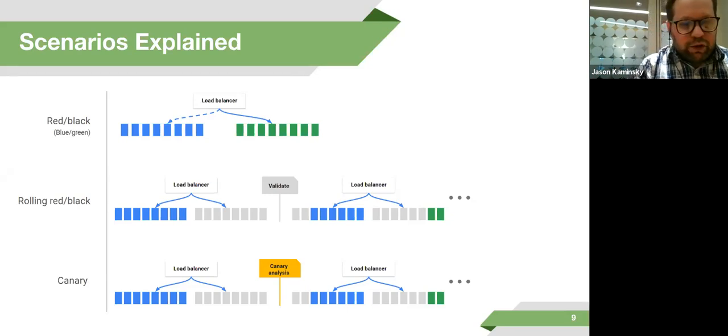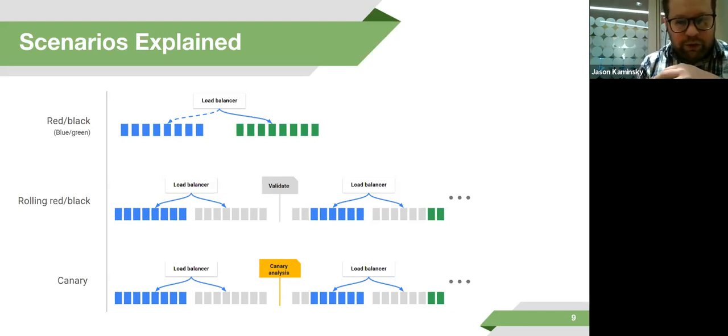So the blue-green strategy, as it shows, you have two full versions of the application deployed. The blue version is your old version, and the green version is your new version. As the green version completely comes online, the load balancer traffic is directed to it.